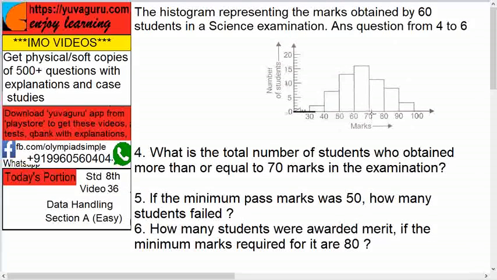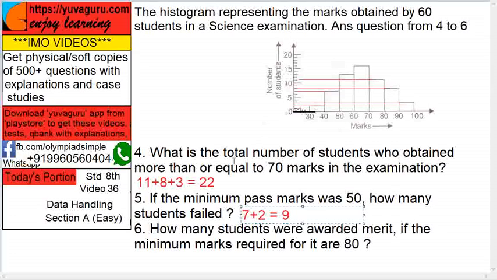in the exam? See here, 70. So here 70 or more. So this is a 70 mark. Don't take this top level. 70 starts from here. So count from this histogram. Okay. So that is 11. Then next is what? 8. And then next is what? 3. Right? 11 plus 8 plus 3.